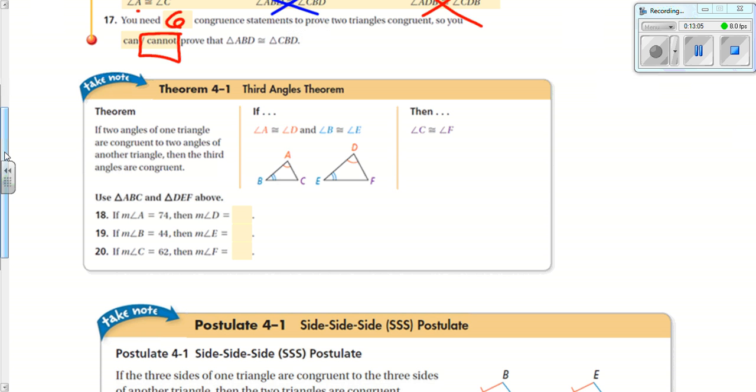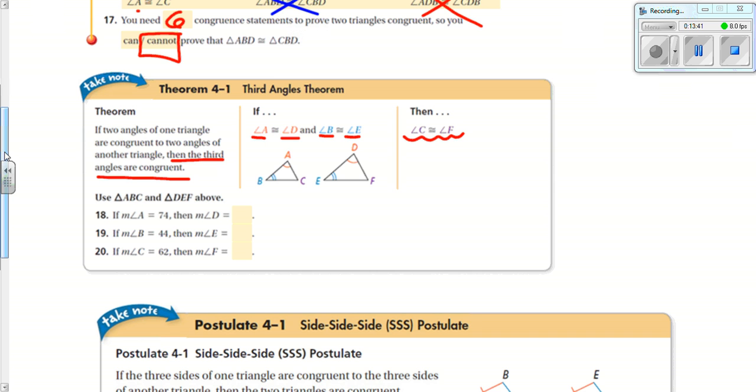What it states: if 2 angles of one triangle are congruent to 2 angles of another triangle, then the third angles are congruent as well. They have to be. So if you are shown that 2 angles are congruent between 2 triangles, the third ones have to be congruent also. So if angle A is congruent to angle D and angle B is congruent to angle E, take a look at the diagram, have the markings. A and D have one little angle mark. B and E each have 2, meaning those 2 are congruent to each other. So if that's true, then we can conclude that C is congruent to F.